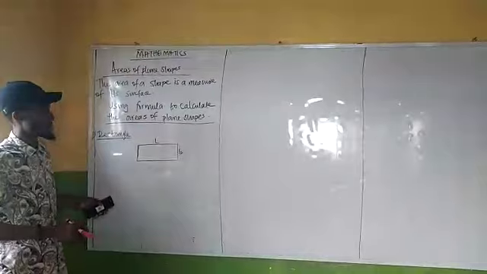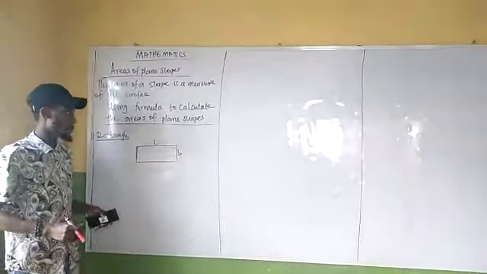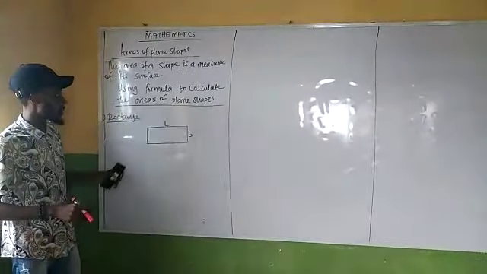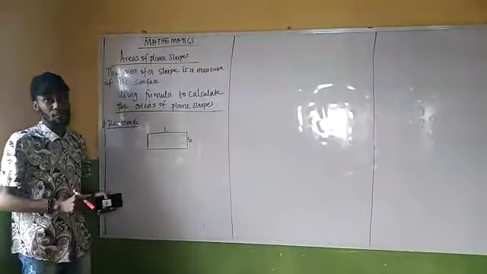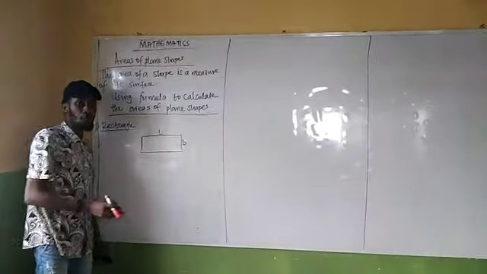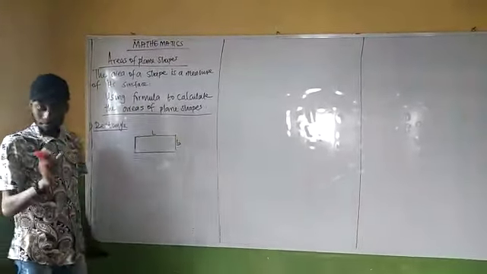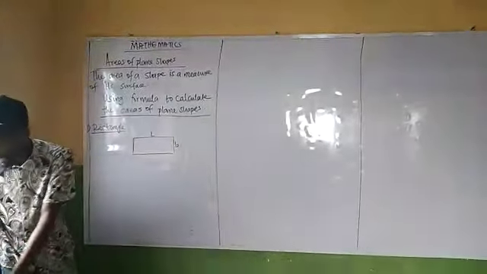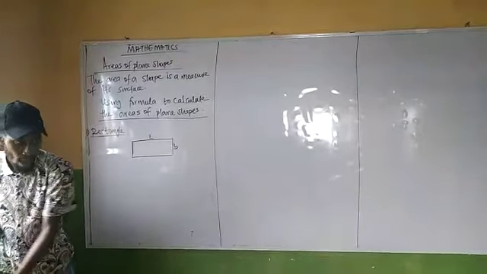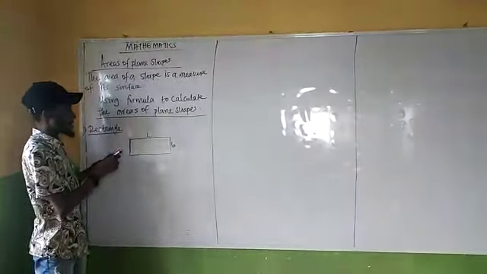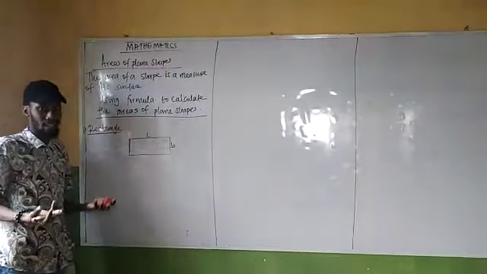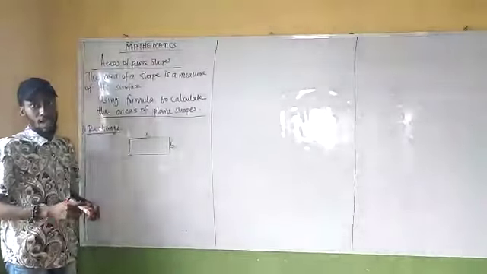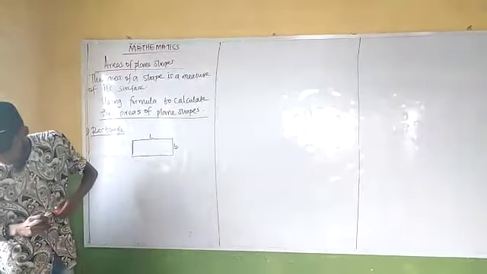We want to see how we can determine the area of a plane shape using a formula, starting with the first plane shape, which is the rectangle. I'm not going to waste much time on the properties of a rectangle because I've taught you before. This is a rectangle. The opposite sides of a rectangle are equal. Here is the length, which is always longer than the breadth, and this is the breadth. How do we determine the area of a rectangle?